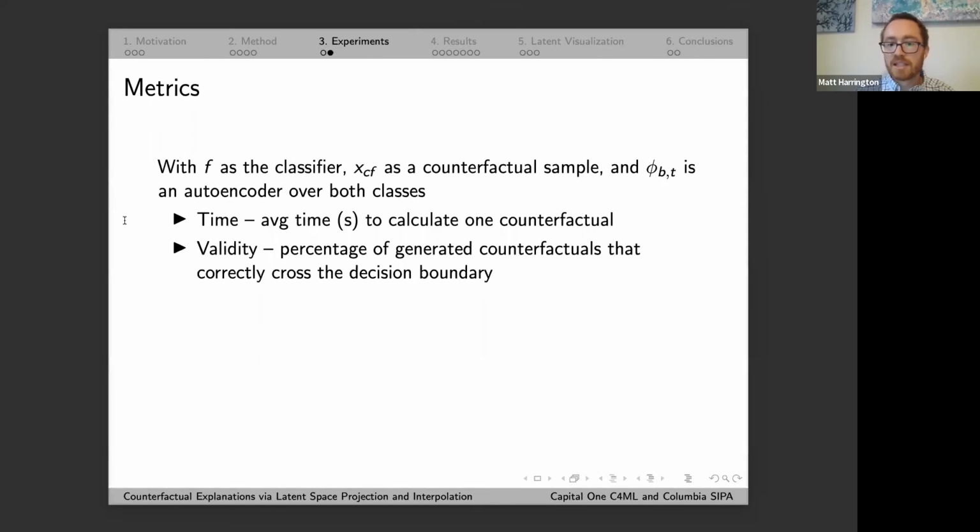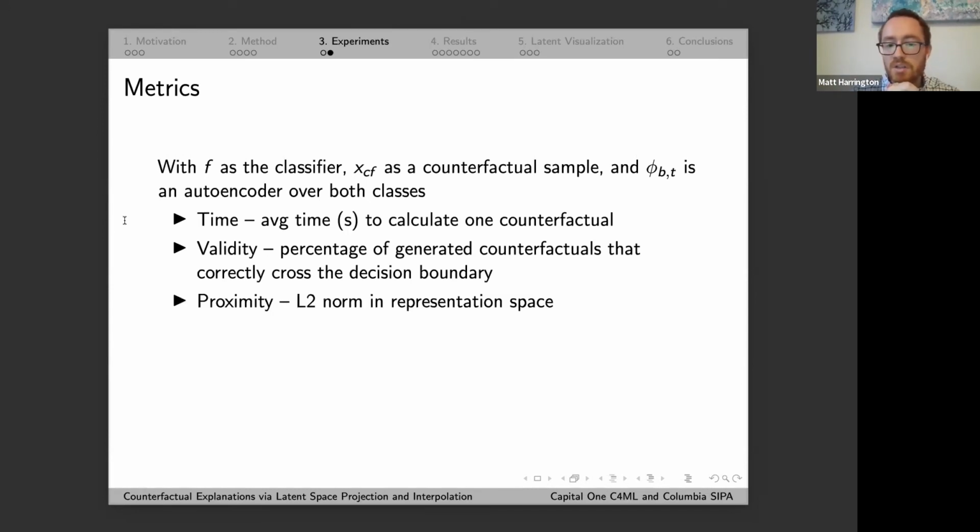The next one is validity. So this is also very important. These two are kind of incontrovertible. Validity is when you generate a counterfactual, you want it to be classified correctly. If it's not classified correctly, you've kind of failed to produce a counterfactual because it's not in the right class.